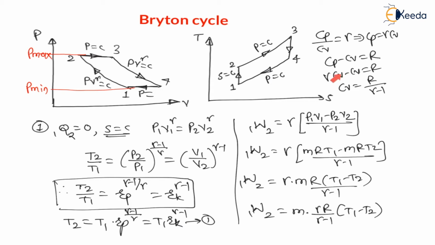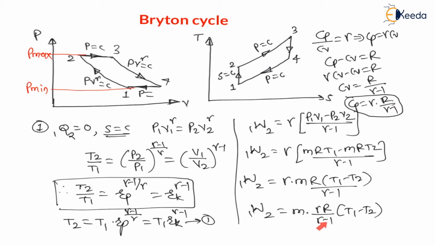Cv will be common. If I take Cv common, gamma minus 1 remains, and that goes in the denominator, and Cp is gamma times Cv, which is nothing but gamma R divided by gamma minus 1. Therefore this is the Cp value. From here onward, remember gamma R divided by gamma minus 1 is Cp, and R divided by gamma minus 1 is Cv. So let us use this result: Cp is equal to gamma R divided by gamma minus 1.